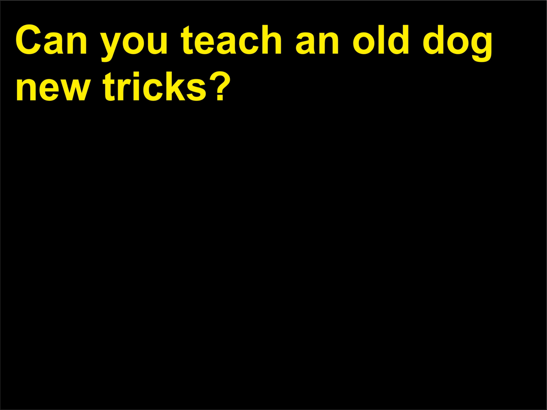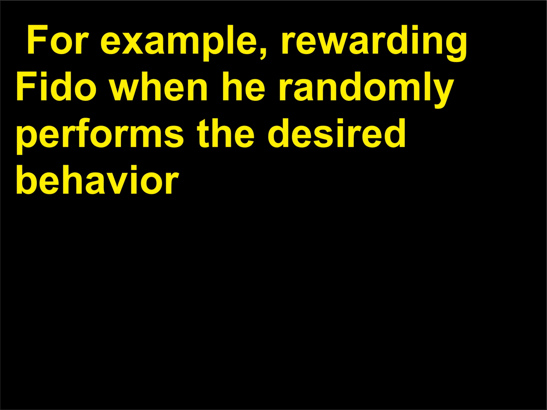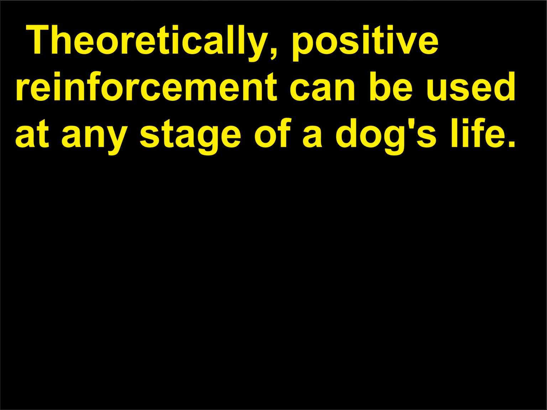Can you teach an old dog new tricks? Effective dog training is based on using the dog's normal behavior to teach it new applications. For example, rewarding Fido when he randomly performs the desired behavior will allow the trainer to eventually generate that response on demand. Theoretically, positive reinforcement can be used at any stage of a dog's life.